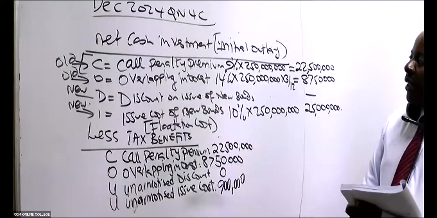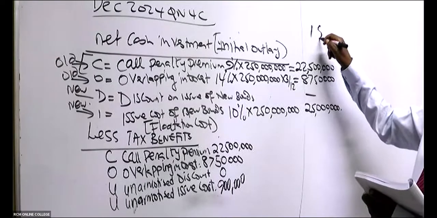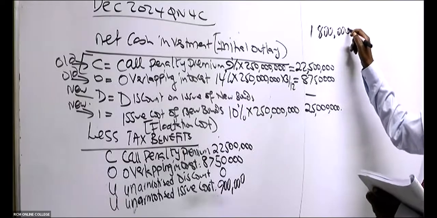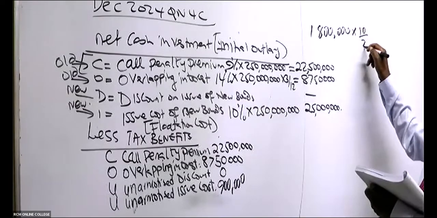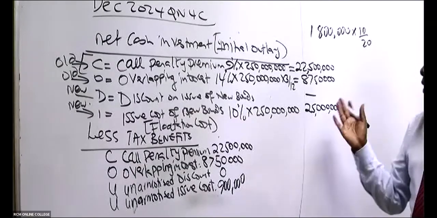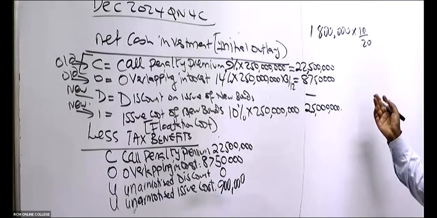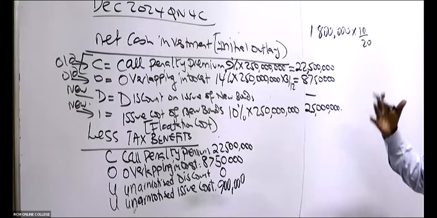You see, ladies and gentlemen, the total capitalization cost in this question is supposed to be 1.8 million. But we are refunding this bond after how many years? After 10 years, I mean. It's a 20-year bond, but 10 years down the line, we shall be amortizing it. We shall be selling it. We shall be retiring it.